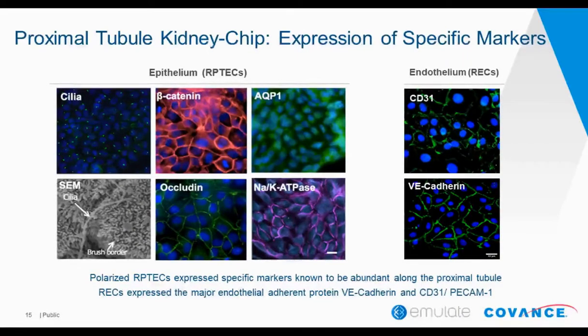We also checked other markers, including adherens junction protein, beta-catenin, and tight junction protein, occludin, water channel protein, aquaporin-1, and sodium potassium pump, all indicating correct localization of these markers. And for the renal endothelial cells in the bottom channel, we confirmed the expression of the key endothelial cell markers, including CD31, PKM1, and VE-cadherin.